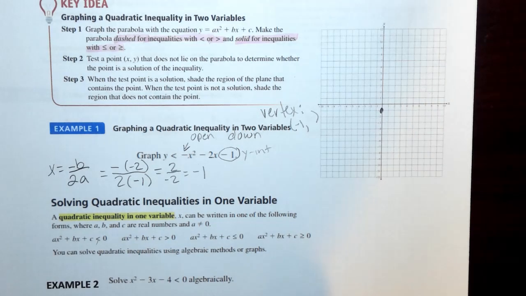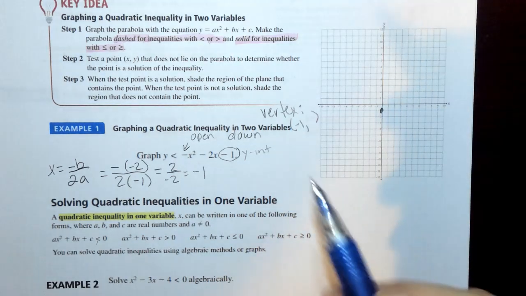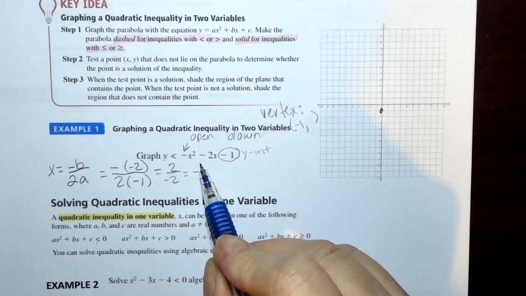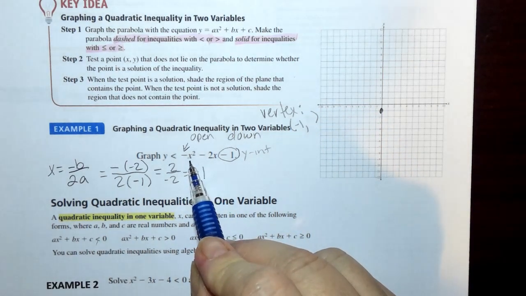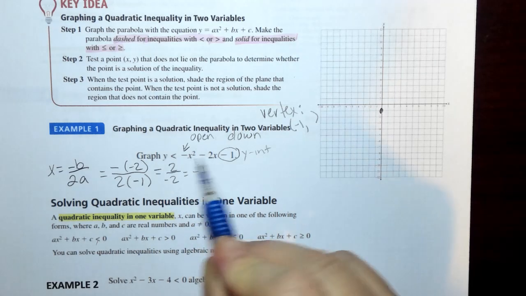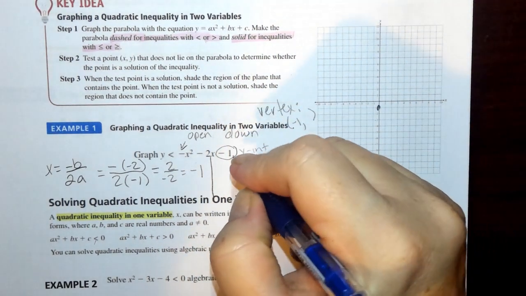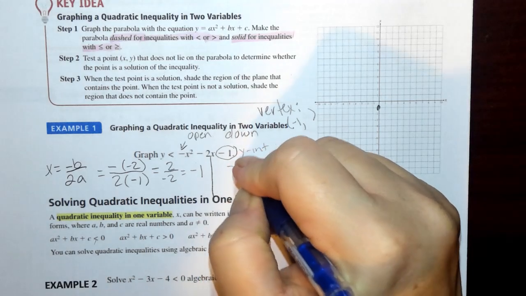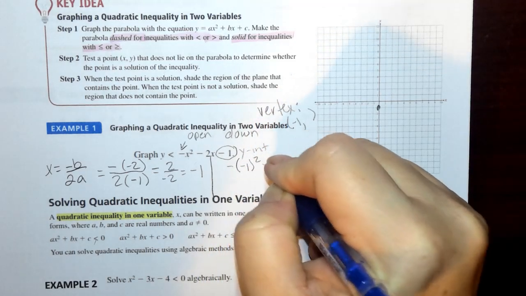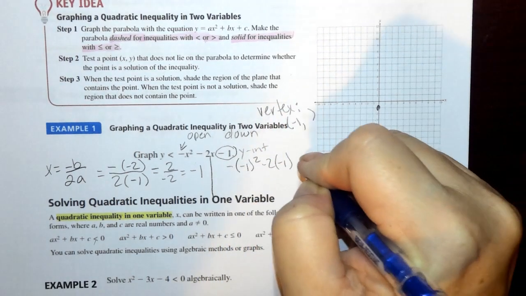So how do we find that something? We plug it in. All right, remember, you can find any y value by plugging in the x value. So we are going to plug in -1 for our x's. I'm just going to draw a line there so it doesn't get mixed up. So we have -(-1) squared minus 2 times -1 minus 1.